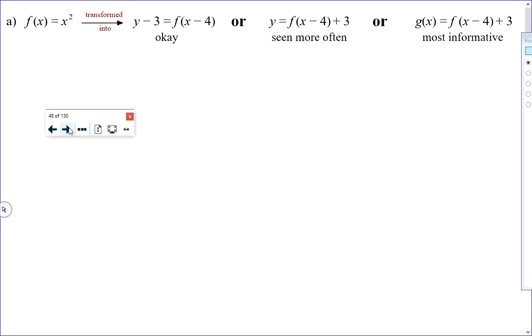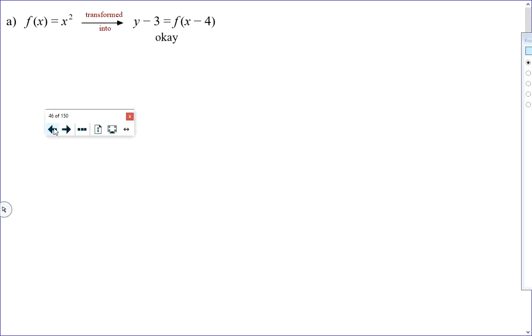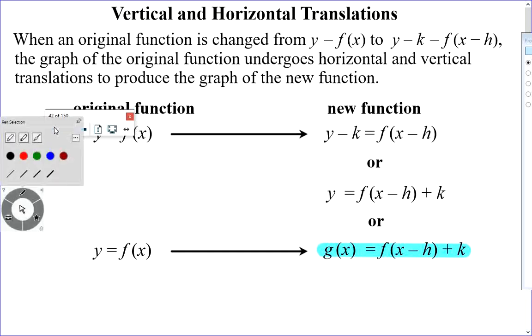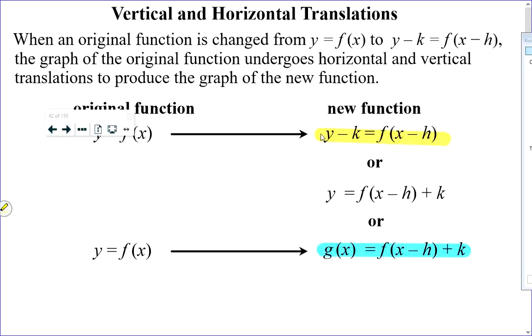And that's the most informative. By the way, I should point out that when you look at this form that's highlighted in yellow, it's y minus k equals, but in the other forms it's plus k because k has been added to the other side. I hope you understood how I went from the yellow to the next one. All right.